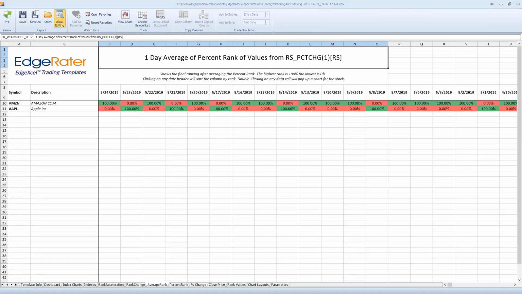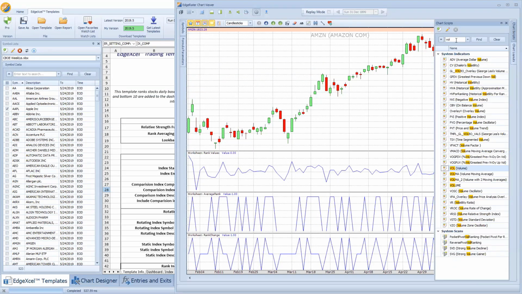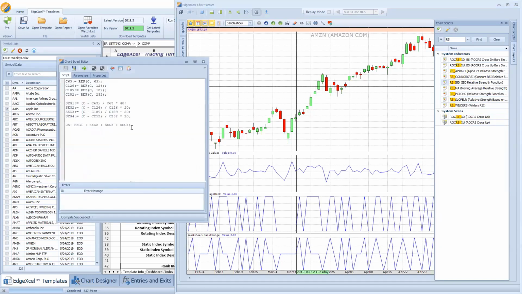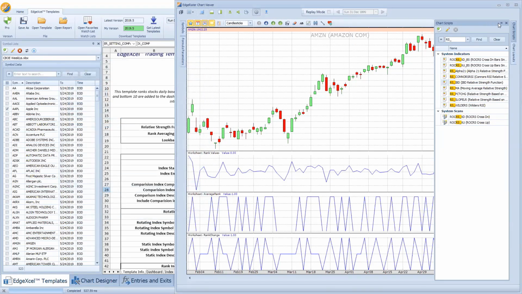Is there a formula for the RS underscore IBD rank? Absolutely. All formulas in the program are visible to you. You just go to chart scripts, you would go into your RS underscore, and here's the RS underscore IBD formulas right in there. You just click on that, click on edit, and it will pop up the formula used for that. Very simple formula, very similar to the Alpha 21 formula.